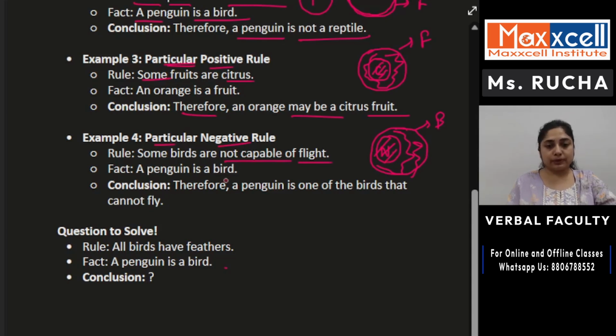A penguin is a bird, right? So penguin also comes under this circle only. But the conclusion here is therefore a penguin is one of the birds that cannot fly. Why do you think this is correct or incorrect? You have to tell me.